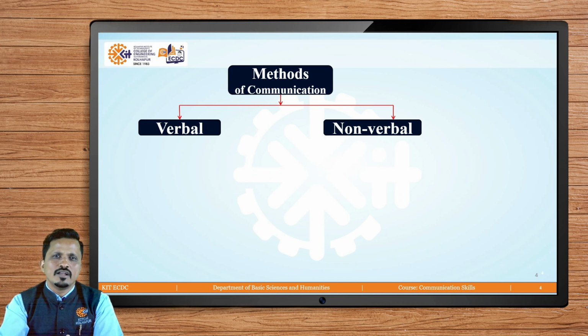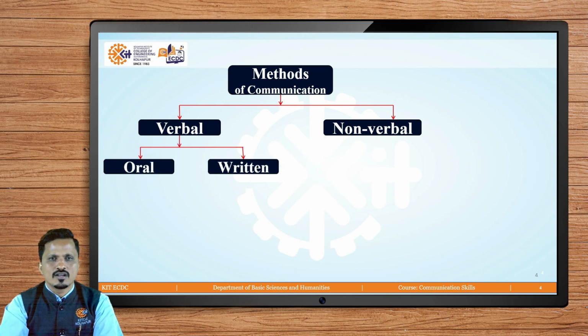So talking about the definitions in simple terms, verbal communication is the communication with the help of words, and non-verbal communication is the communication without the help of any words but with the help of some signs, signals, symbols, graphs, charts and so on. So that is verbal and non-verbal communication.